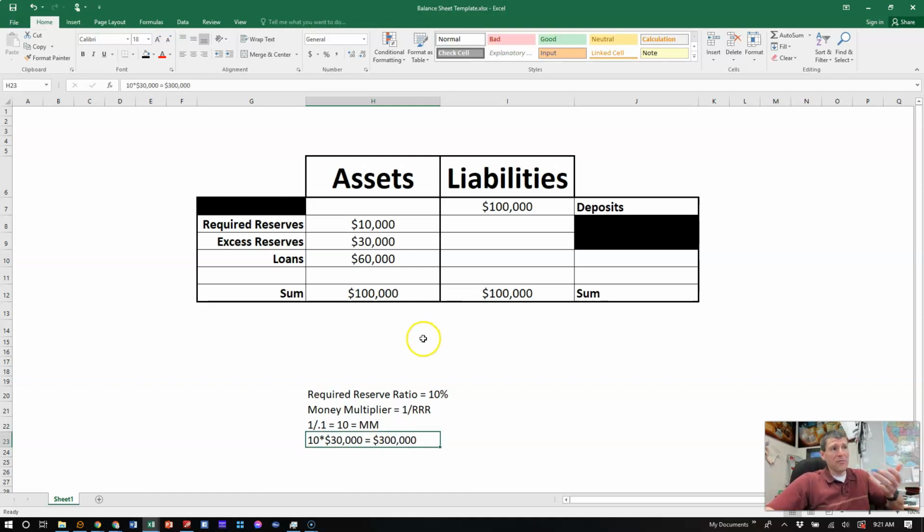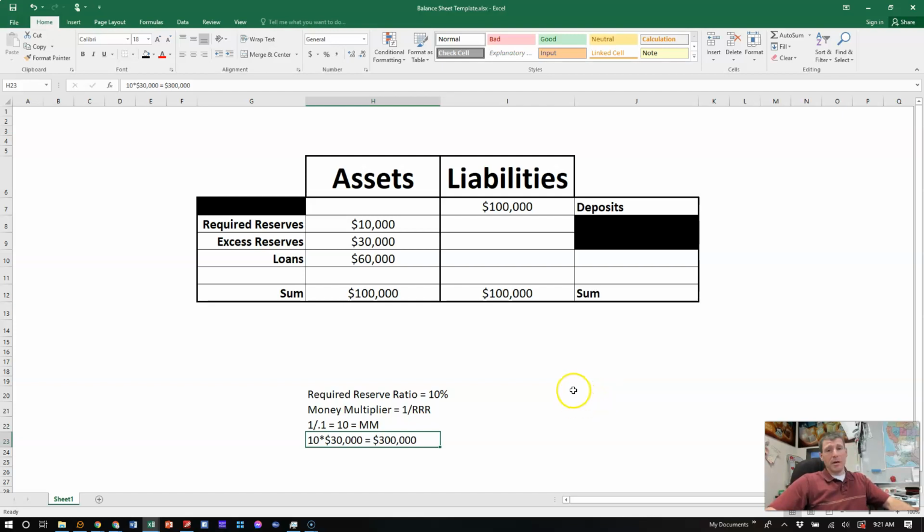Now, you can also get different questions that are thrown at you concerning this. Let's say that it asks a question like, Cameron comes down to the bank and deposits $20,000 into the bank. By how much could the money supply increase by? What's the maximum amount?